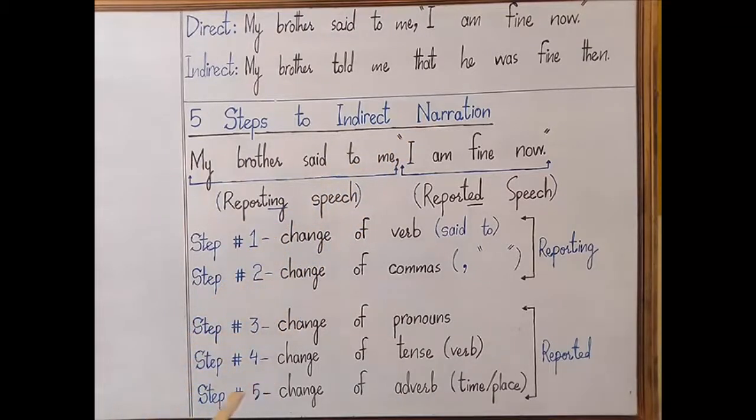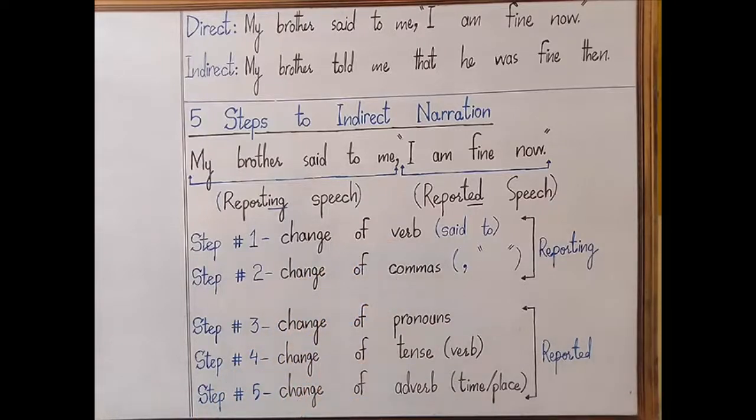As I told you, and I am recapitulating, a sentence of direct narration has 2 parts. The first part is called reporting speech, the second part is called reported speech. In order to make this direct sentence into indirect sentence, we have to make 5 changes in 5 different steps. Step number 1, change of verb. Step number 2, change of commas. Step number 3, change of pronouns. Step number 4, change of tense. And step number 5, change of adverb. We studied step number 1 and step number 2 in the last video. I told you how to change verb and how to change commas.